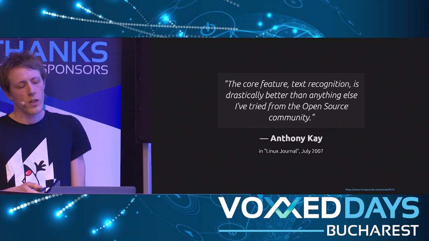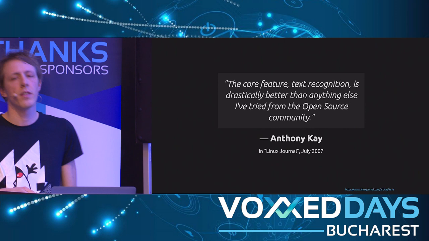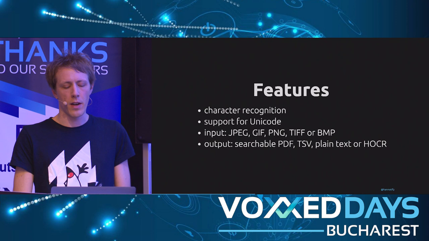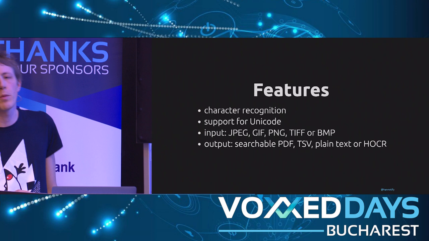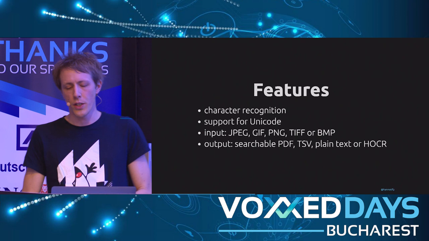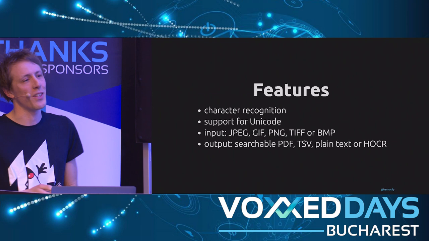So, some of its features, well, of course, character recognition, it supported Unicode, and you could feed it JPEG input or GIF, PNG, TIFF, or bitmap, and output could be plain text, tab-separated files, searchable PDF also, so PDF with a text layer on top, or HOCR. I've included a small example of HOCR because I didn't know what it was until I started using Tesseract.